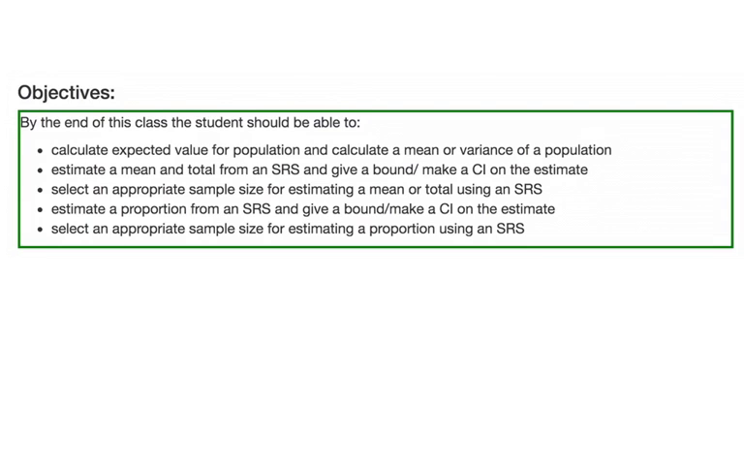In this class, we're going to start looking at our first introduction to the calculation part of sampling. So by the end of this class, the student should be able to calculate expected value for population and calculate a mean or variance of a population, estimate a mean and total from a simple random sample, and give a bound/make a confidence interval on the estimate, select an appropriate sample size for estimating a mean or total using a simple random sample, estimate a proportion from a simple random sample, and give a bound/make a confidence interval on the method estimate, and select an appropriate sample size for estimating a proportion using a simple random sample.